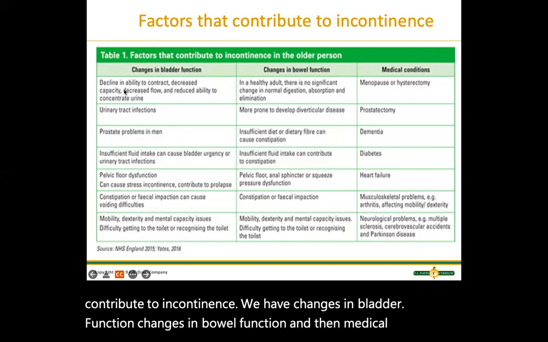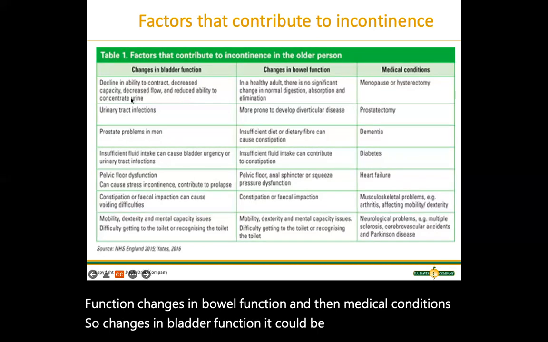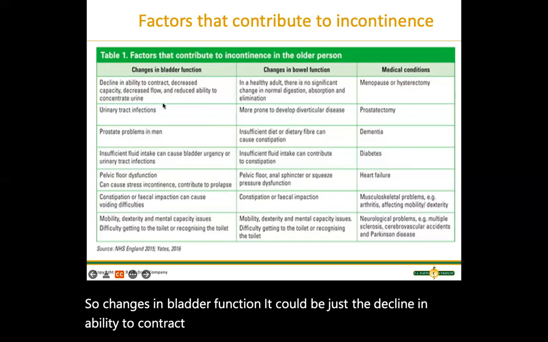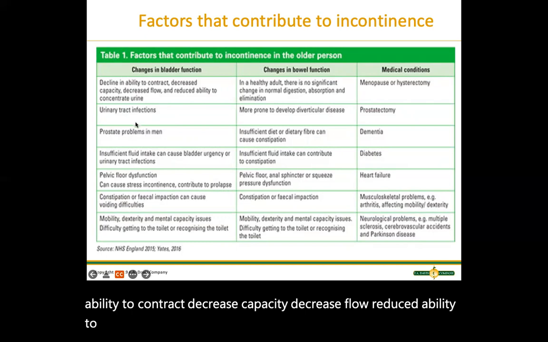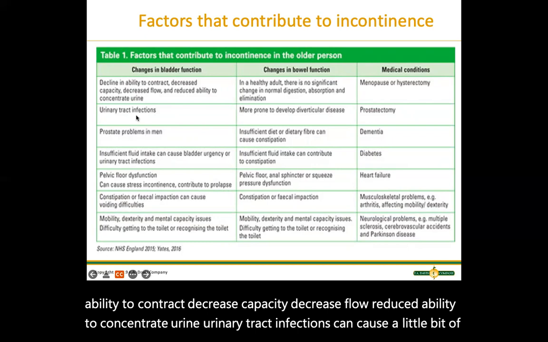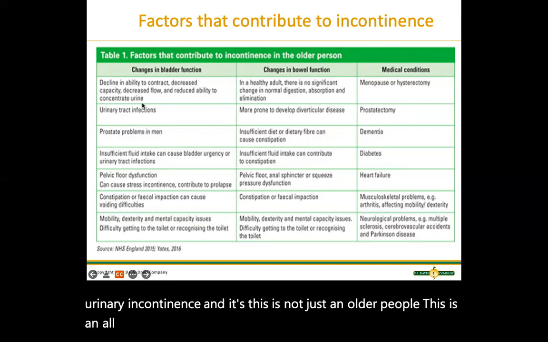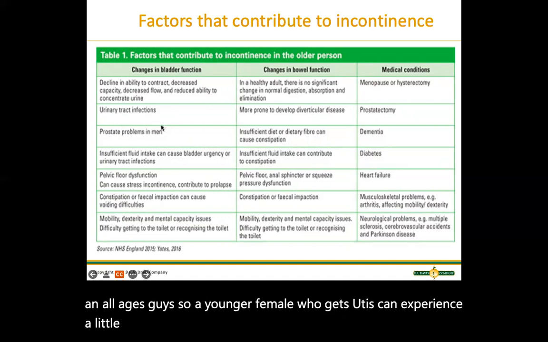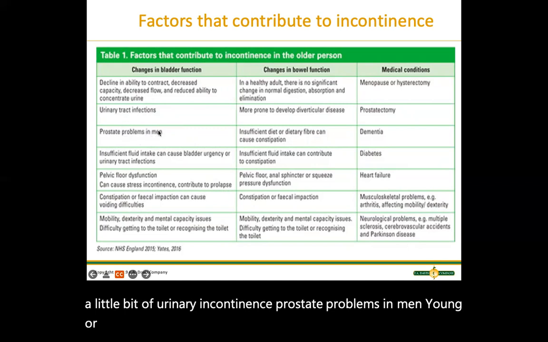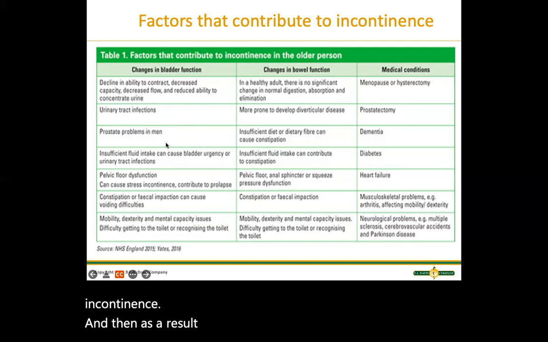So changes in bladder function, it could be just the decline in ability to contract, decreased capacity, decreased flow, reduced ability to concentrate urine. Urinary tract infections can cause a little bit of urinary incontinence. And this is not just in older people, this is in all ages, guys. So a younger female who gets UTIs can experience a little bit of urinary incontinence. Prostate problems in men, young or old, can definitely lead to urinary incontinence. And as a result of prostate cancer treatment, that can also lead to incontinence.